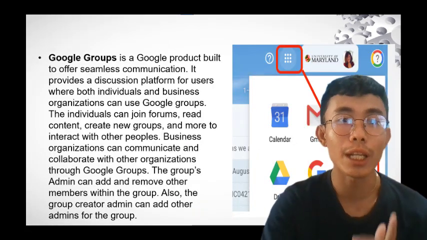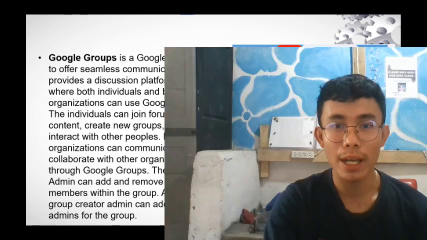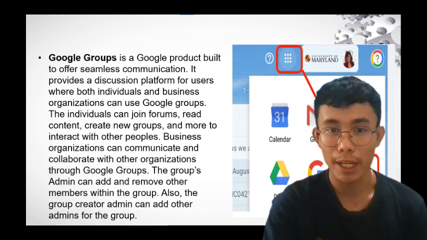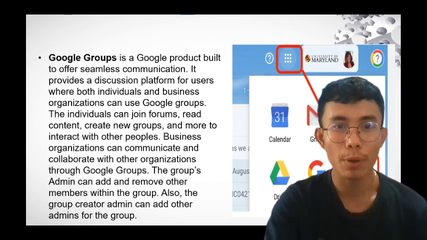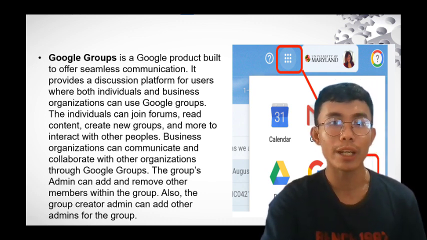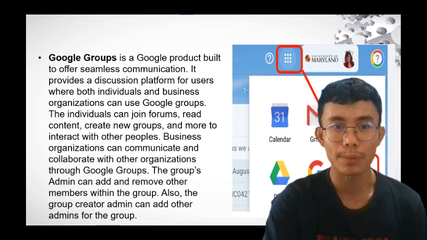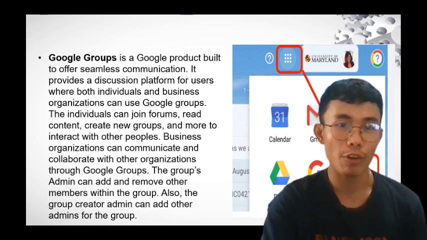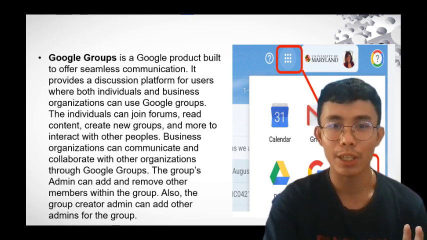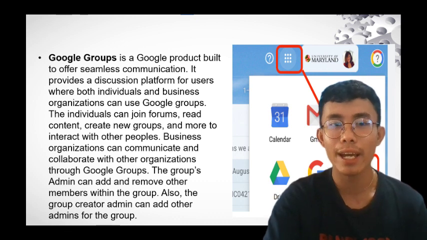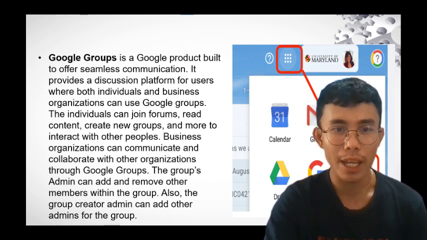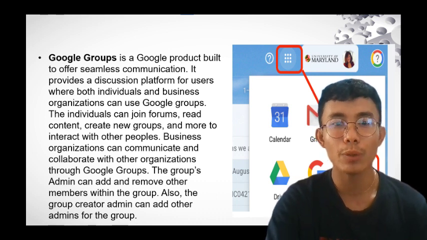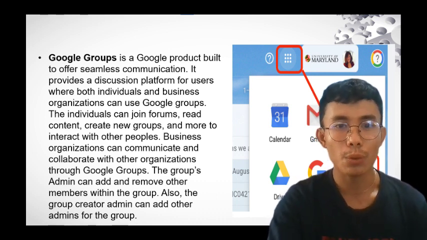So first, Google Groups is a group product built to offer seamless communication. It provides a discussion platform where both individuals and business organizations can use Google Groups. Individuals can join forums, read content, create new groups, and more to interact with other people. Business organizations can communicate and collaborate with other organizations through Google Groups.